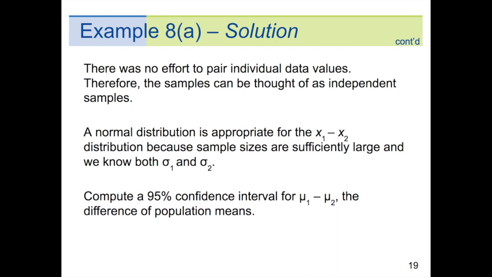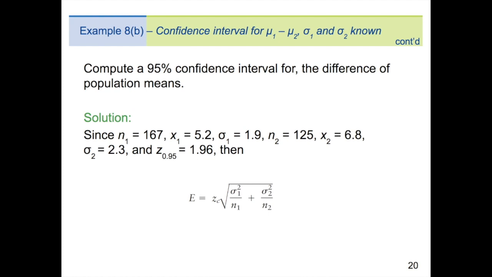A normal distribution is appropriate for the x̄₁ minus x̄₂ distribution because sample sizes are sufficiently large and we know both the sigmas. Compute a 95% confidence interval for μ₁ minus μ₂, the difference of population means.